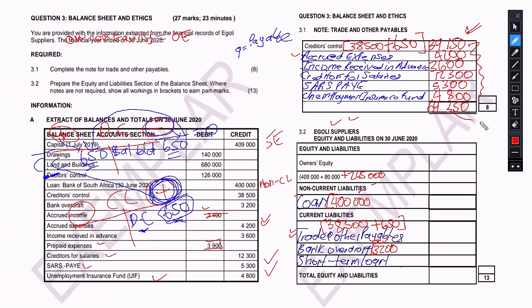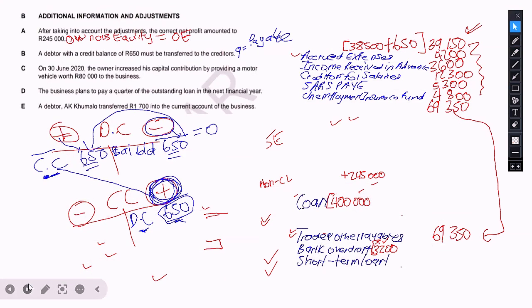So when you get this 69,350, you transfer it here as 69,350. Right. So let me fix this one. Yeah, sorted. Everything is okay now. Right, so let's move to information C.